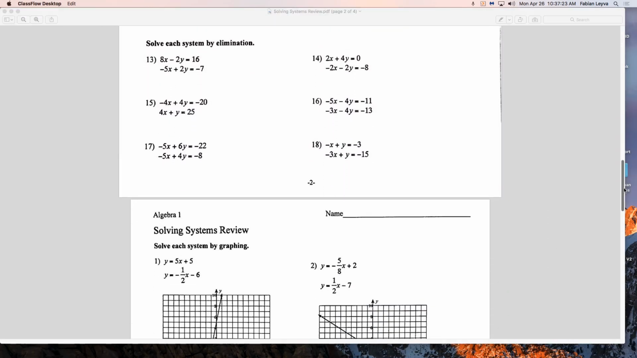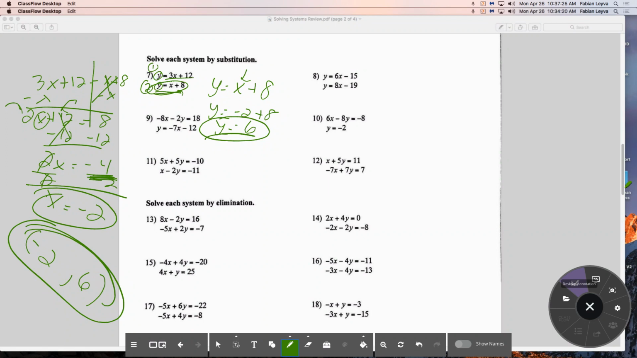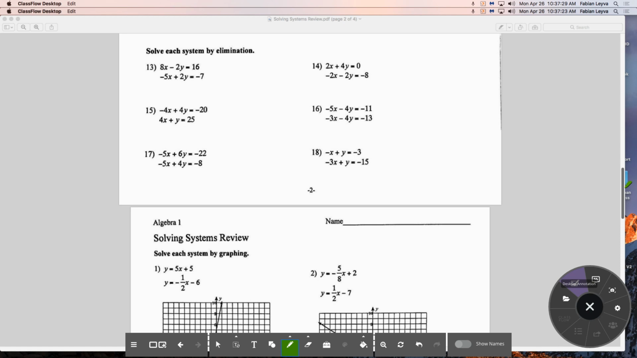Now the last problem that you're going to get is elimination. Now elimination, again, you're trying to eliminate a variable by adding one side of the equation and adding the other side of the equation to its other side. So just to visually show you, because it's a lot easier to see it than to actually explain it, I put a line down the equal sign, and I'm just going to add one side to the other side. Now if I add the left side here, 8x minus 5x is 3x.